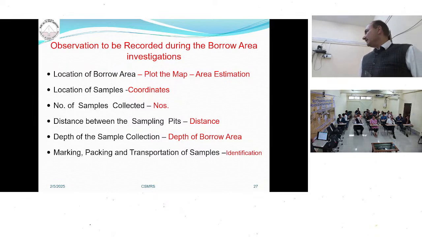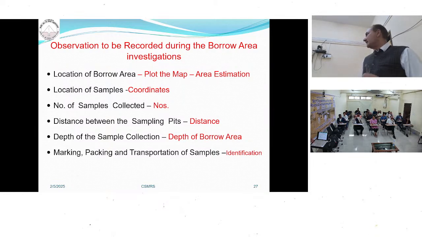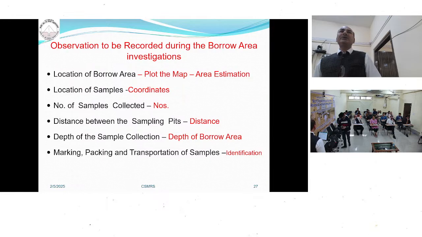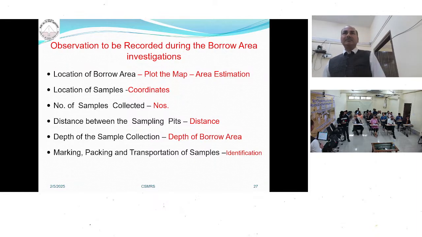Second is to record how many samples you have collected and the distance between the samples. Also record the depth of the sample, because it will help you calculate how much material is available in that area. And when you send the sample to the laboratory, mark the sample very clearly with an identification number, because whatever information you provide to the laboratory, the report will come with that identification. So mark it very clearly.